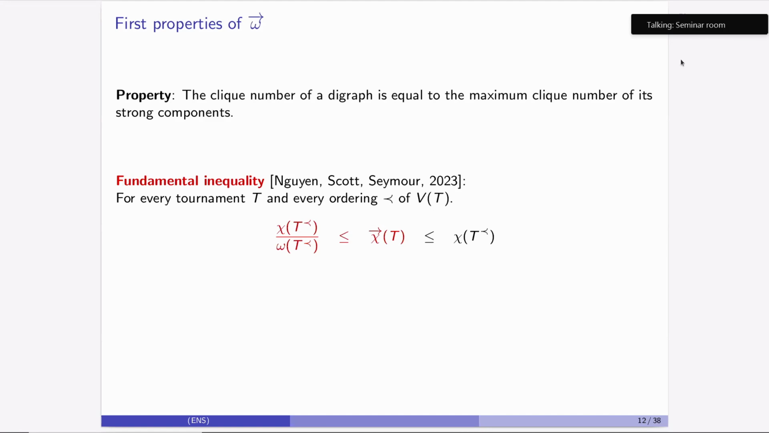Good. And now another property that we used in every proof that we have, we called it the fundamental inequality. So we introduced the clique number of tournaments 1 year, 18 months ago, but it appeared already in a paper by Nguyen, Scott, and Seymour, where they don't define the clique number of a tournament, but they look at the clique number of the backedge graph of tournaments. So they play with the idea, and they prove the following. So what does it say? That for every ordering and every tournament, let me write it like this.